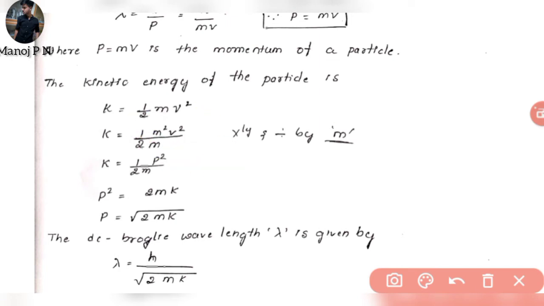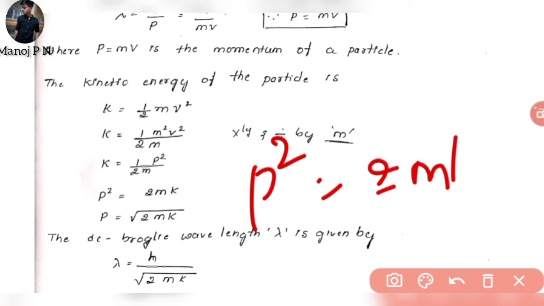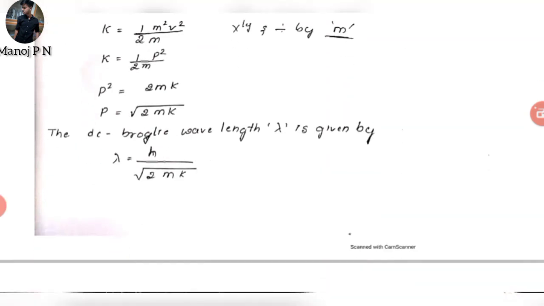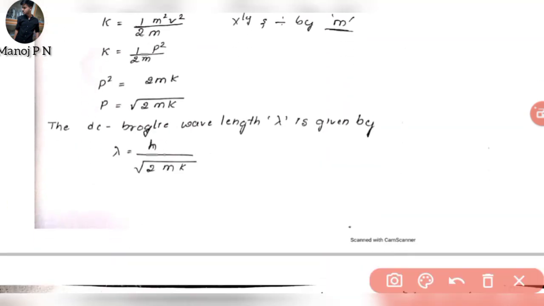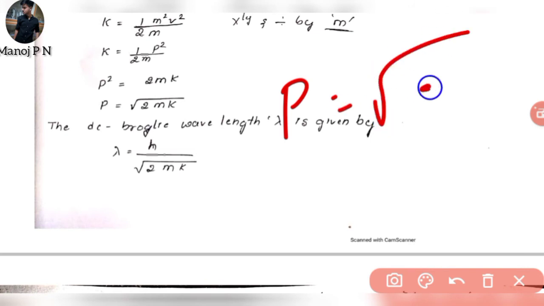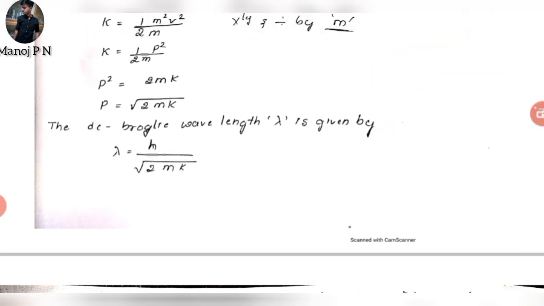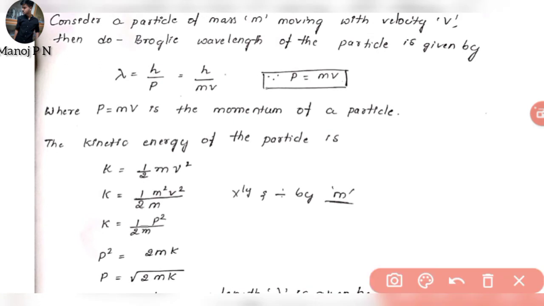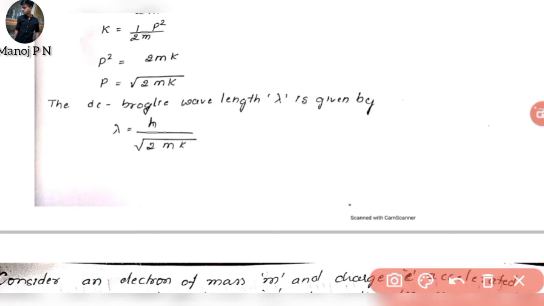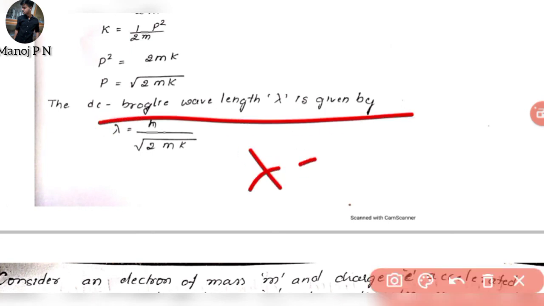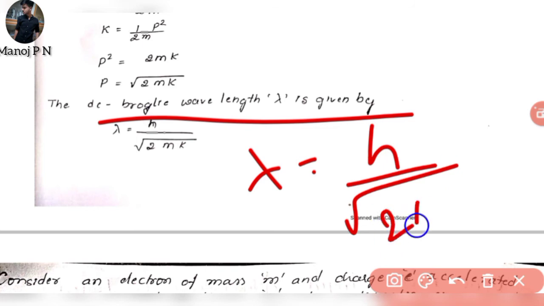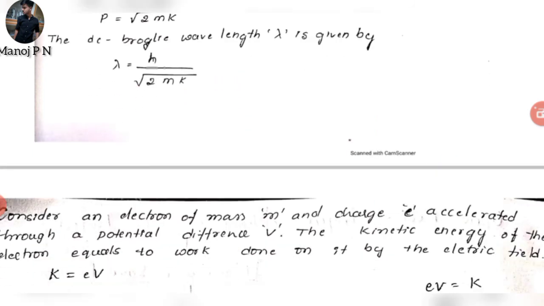After that, we want the expression in terms of p square, so we keep the p square over here and send all the other terms to the left hand side. So we get 2mK is equal to p square. Keeping p, we send the square to the other side, so we get p is equal to root of 2mK. Replace this p value over here with root 2mK. So we get the de Broglie wavelength lambda equals h divided by square root of 2mK. I think you people have got it.